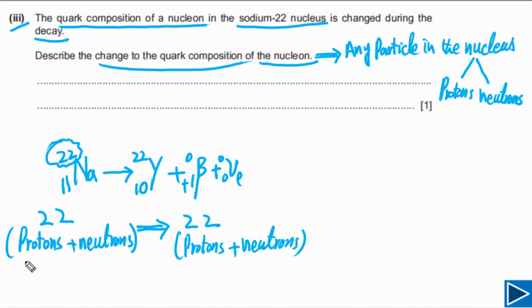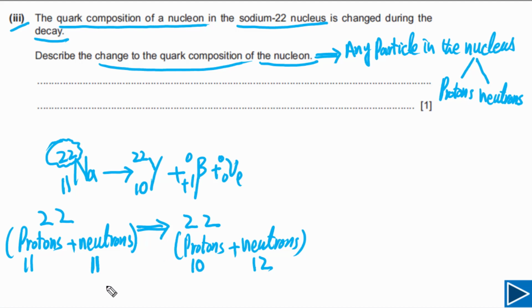Atomic number is 11. It means we have 11 protons here. Mass number is 22, so 22 minus 11, it means we have 11 neutrons as well. 22 minus 11 is the neutron number. But if you look at this daughter nucleus, it has atomic number 10. It means it has only 10 protons. So the neutron number in this case is 12.